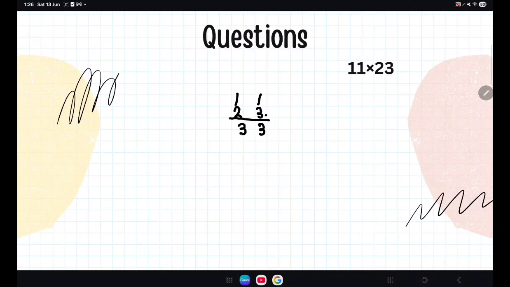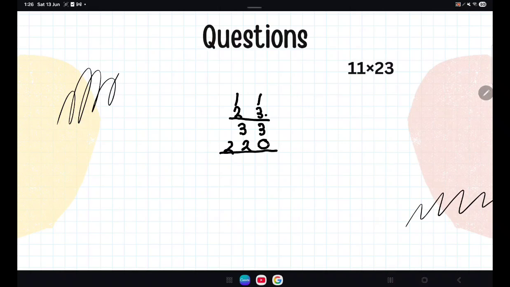Then what is our key step for this? We always have to add our 0. Now let's move on. We're going to do our tens times by our ones. So 2 times by 1, which would be 2. And then we're going to do our tens times by each other. So 1 times by 2, which would be 2.